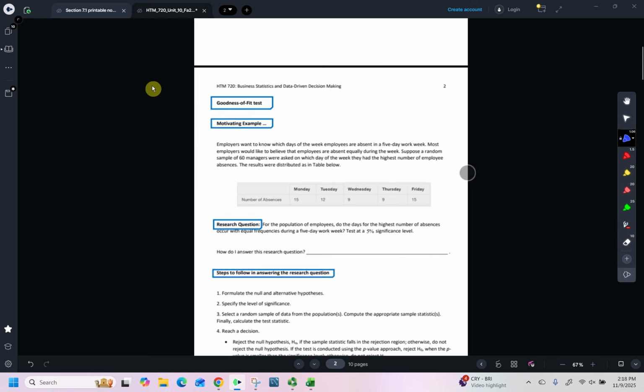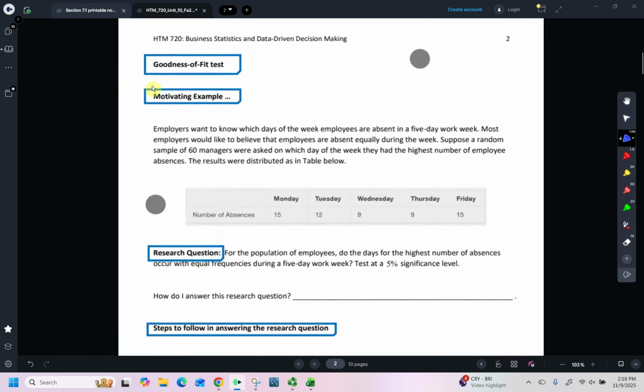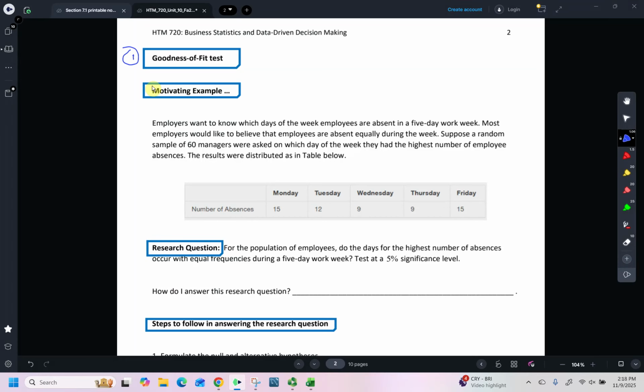To get started, let us consider a motivating example for first goodness of fit test. So here is a motivating example or scenario that a goodness of fit test will be very appropriate for. Remember, part of learning statistics is being able to analyze situations and being able to match such situations with the appropriate statistical technique to use.